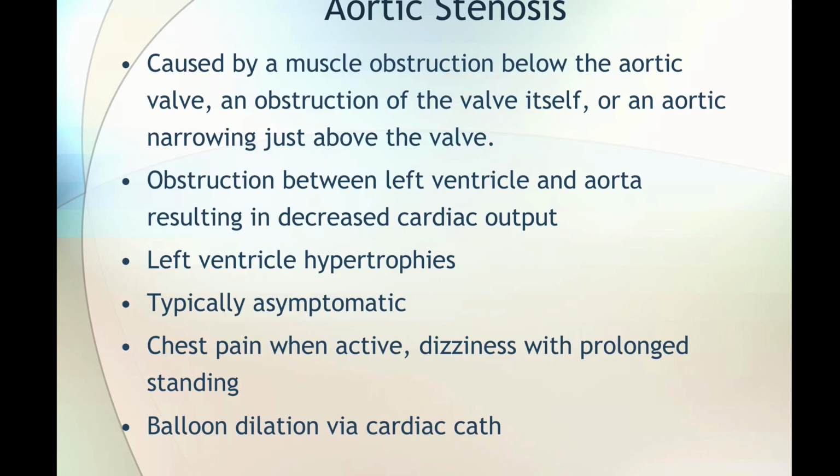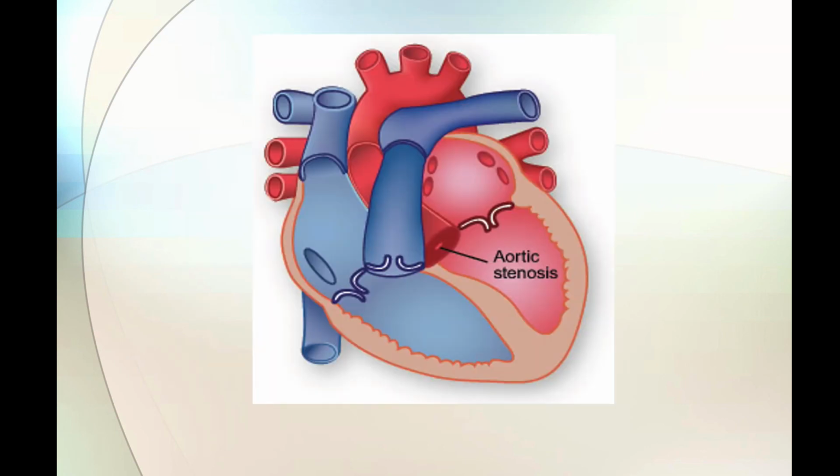Okay, let's talk about aortic stenosis. This is also caused by a muscle obstruction below the aortic valve. It's actually an obstruction of the valve itself and a narrowing. Let's look at the picture. Here you can see, very narrow, this very tiny hole to go up.